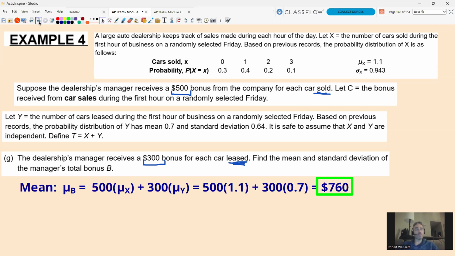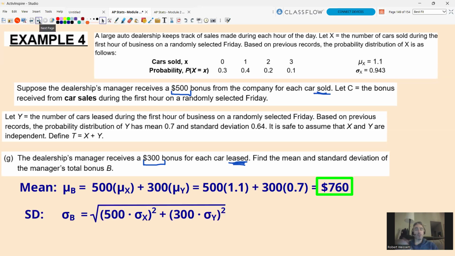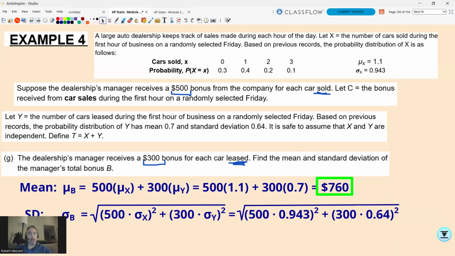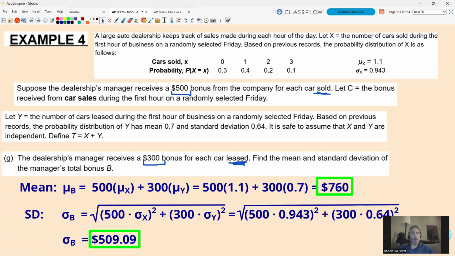Standard deviation: multiply those standard deviations first. So don't do the square thing yet. Take your 500, multiply it by 0.943. Take your 300, multiply it by 0.64. Then square those. Then you can take the square root after you add them together. So make sure that you do that multiplication first, then square, then add them together. You can do all that in your calculator if you type it in like this. You get about $509.09.